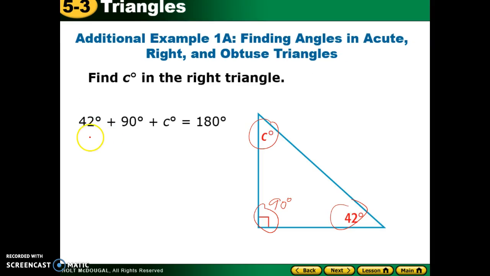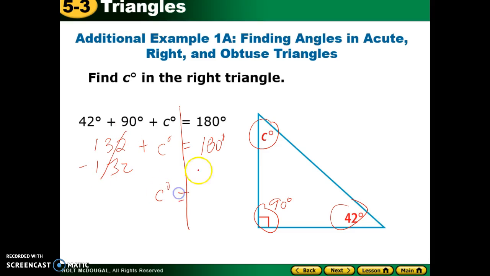And then what we have to do is combine like terms. We add these two together. I get 132 degrees plus C degrees equals 180 degrees. I'm going to solve for my variable by doing inverse operations. C degrees equals 180 minus 132, which gives me 48 degrees, I believe, hopefully. 48 degrees. I can always check by adding. 48 and 42 is 90, plus 90, 180. Nice work.